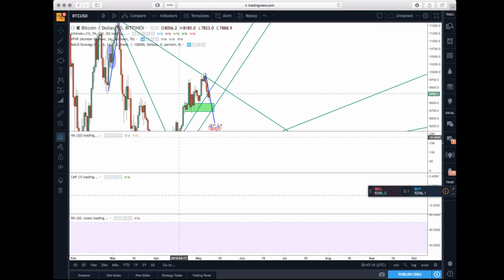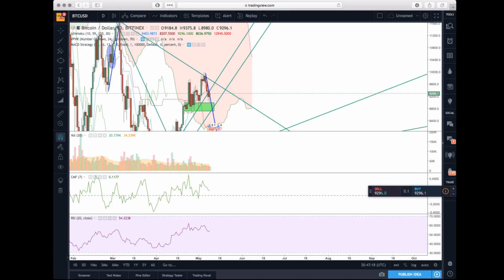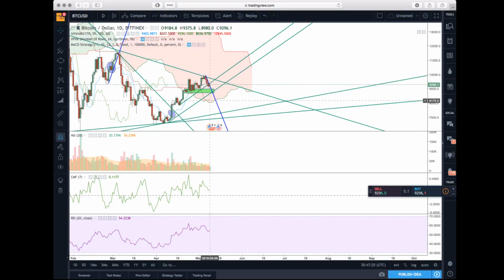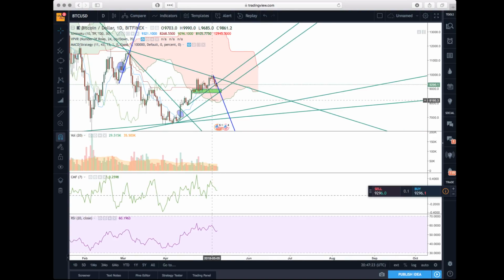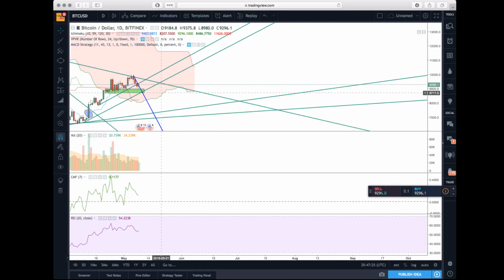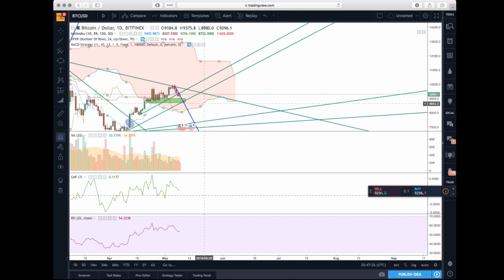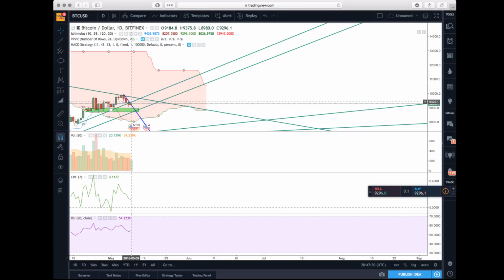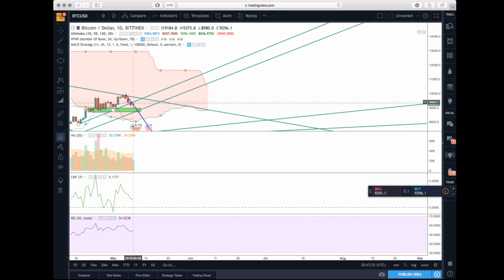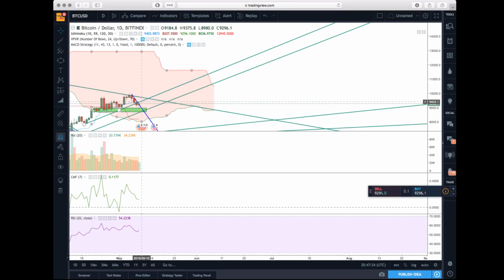Let's see, let's look at the daily here, what do we got going on? So we can see the Kijun is flattened out, and we came down below the Tenkan. So that Tenkan is basically in the same place on the daily as the Kijun is on the 4-hour, so that's a pretty strong area of resistance that we need to push through.